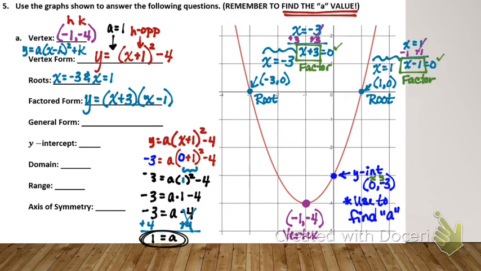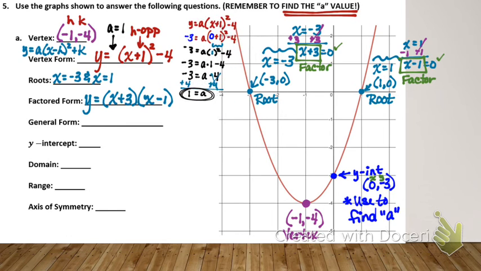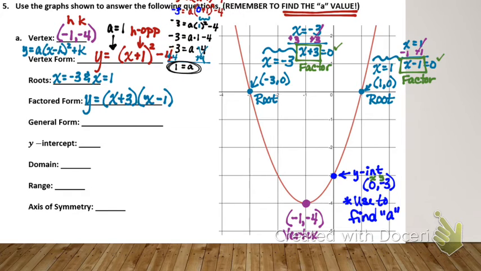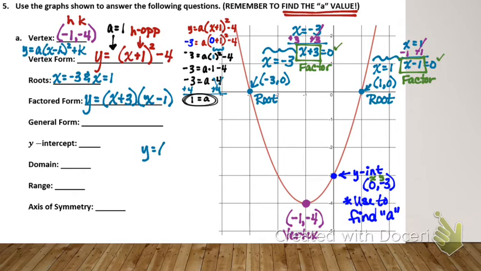When I'm given the choice, I usually think it's easier to use factored form because I don't have to worry about a squared anything there. So I'm going to take our factored form, and I'm going to use double distribution to put it into general form, just like we've been practicing. Give myself a little bit of space to do this in. So I'm going to recopy it. Y equals x plus 3 times x minus 1.